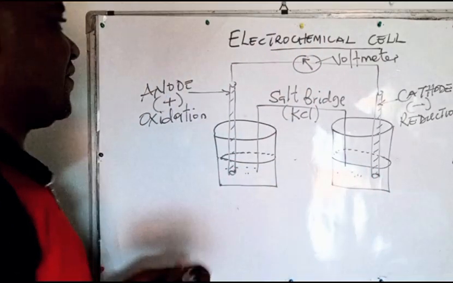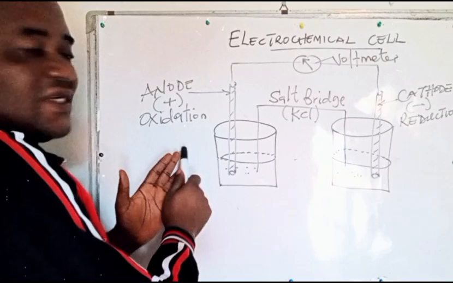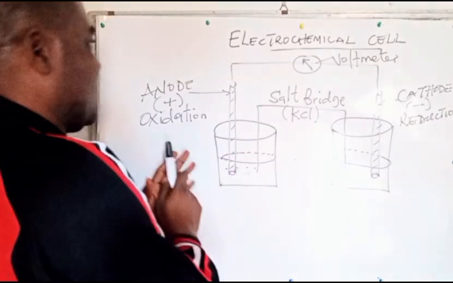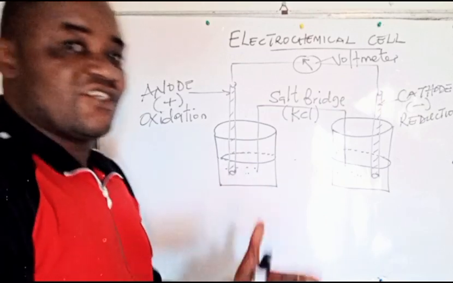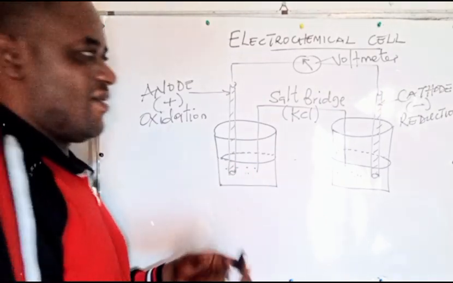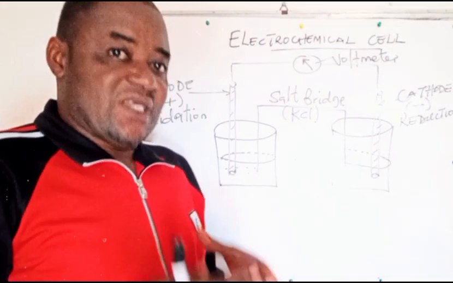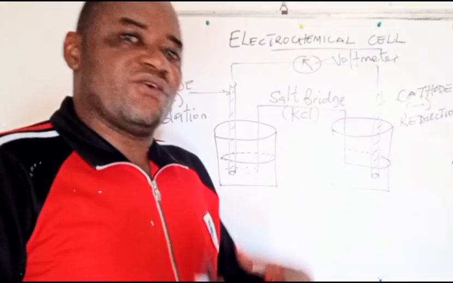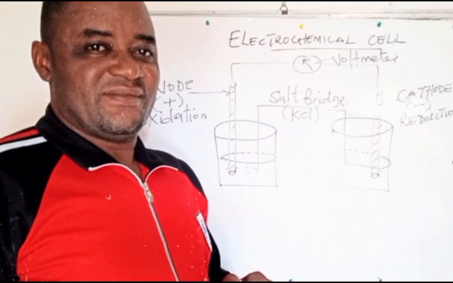So you can see that you have two electrodes. One is an anode, the other one is a cathode. The one that is an anode is positively charged, and there's always an oxidation reaction taking place there. The one that is the cathode is always a negatively charged cathode, and reduction reaction always takes place there. But this is not all.